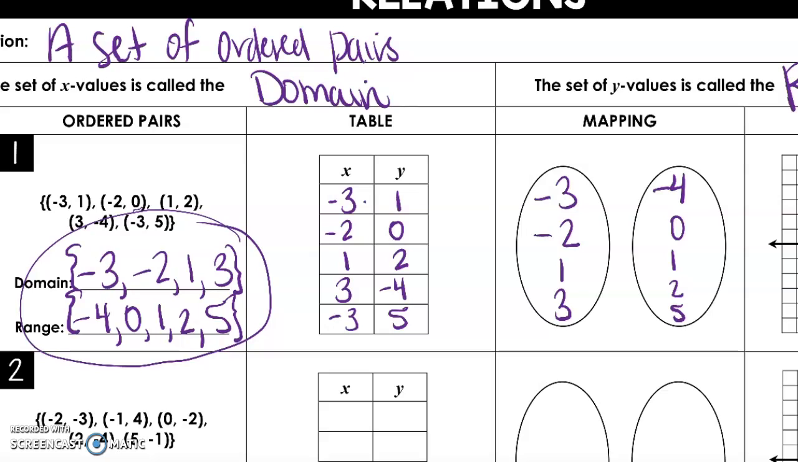-3 goes to 1. So you're going to draw an arrow from -3 to 1. -2 goes to 0. So you're going to draw an arrow over there. 1 goes to 2. 3 goes to -4. And then there's another -3. So you're going to have 2 arrows off of your -3 that goes to 5. So a little bit messy, but again, just put your domain in the left one, your range in the right one, and then draw arrows. It is okay to have more than one arrow coming from one of your or 2 of your domain numbers.